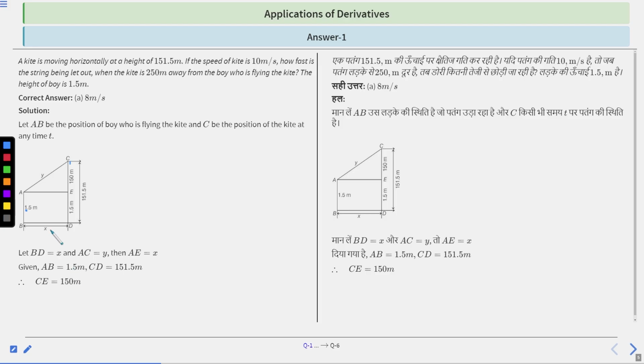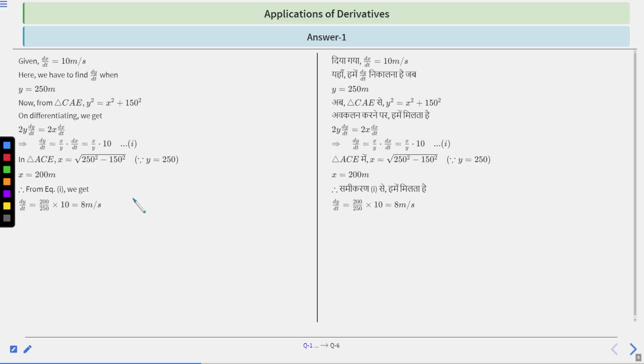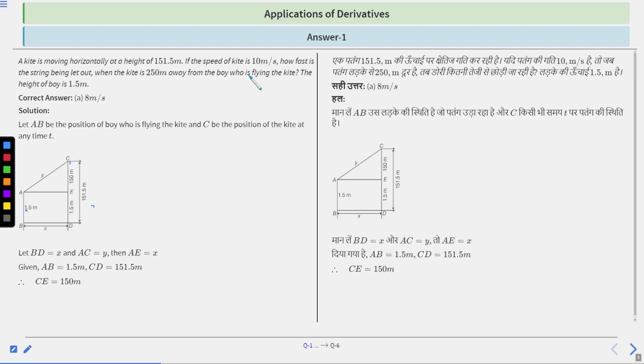Let BD is equal to x, and AC is y. Clear? Then AE is equal to x. Now given AB is equal to 1.5 meter and CD is equal to 151.5 meter, therefore, as we discussed, CE is equal to 150 meter. Now given dx by dt is equal to 10 meter per second, right? dx by dt as given is 10 meter per second.